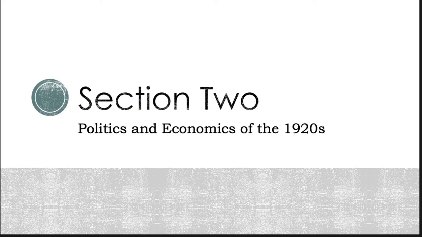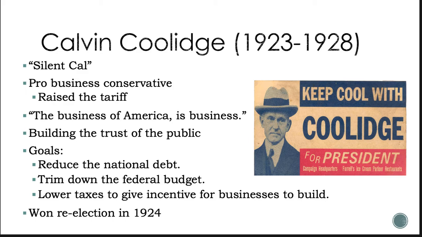Now we're going to cover one more section of our notes here, a little bit more politics and economics of the 1920s. And we're going to start right where we left off with Harding, and we're going to slide right into Calvin Coolidge. Calvin Coolidge is a name that you should remember from Harding because this was his running mate. He is going to take over the presidency when Harding dies in 1923, and he is going to be president until 1928. He is known as Silent Cal.